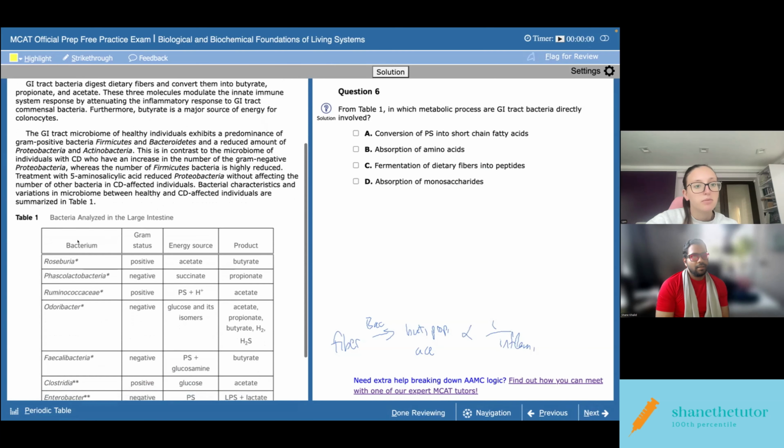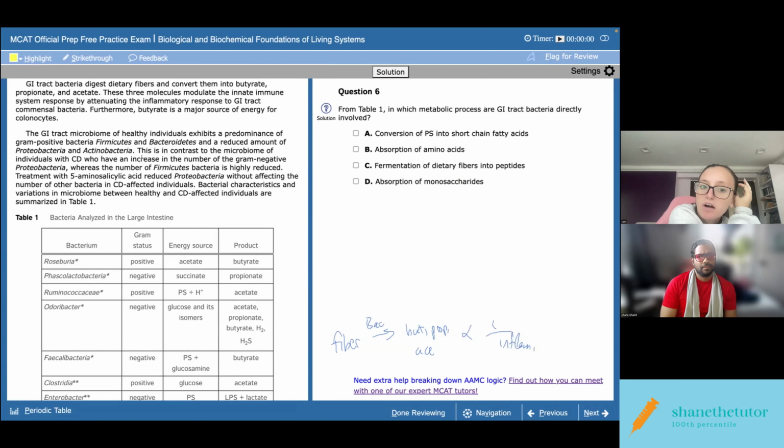The GI tract microbiome of healthy individuals exhibits a predominance of gram-positive bacteria and a reduced amount of these two, which are probably gram negative. Or no, they're all gram positive. Oh no, they are gram negative. It says right here. This is in contrast to the microbiome of individuals with CD who have an increase in the number of gram negative proteobacteria, whereas the number of firmicutes bacteria is highly reduced.